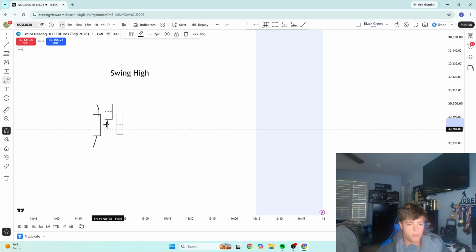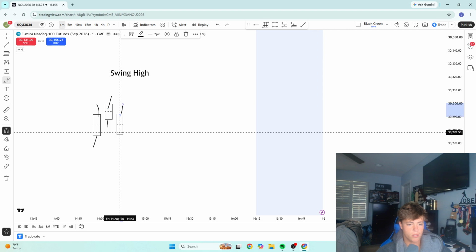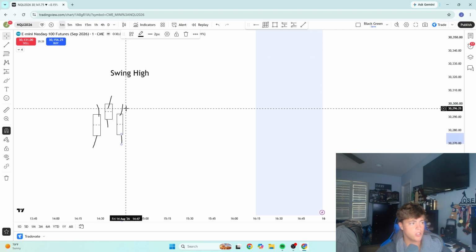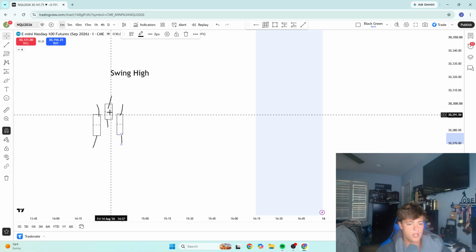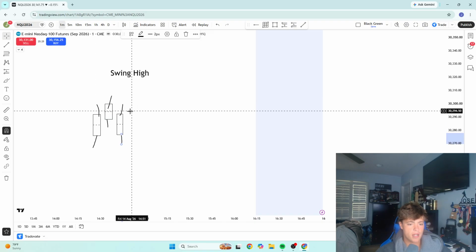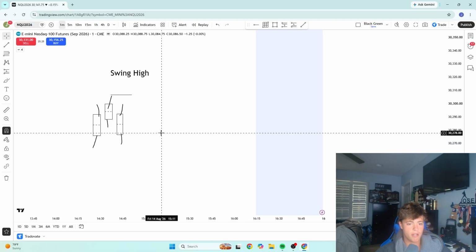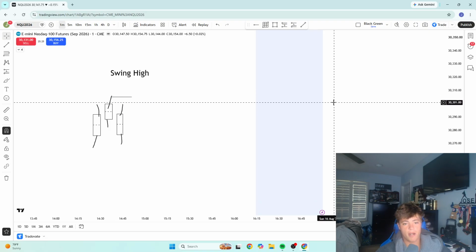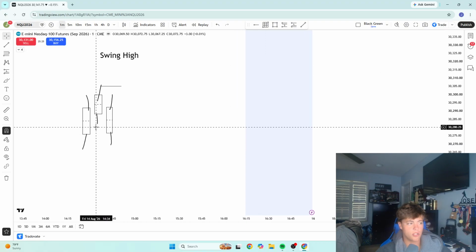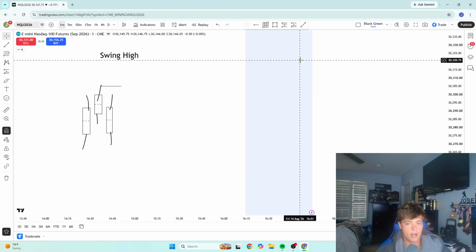Okay, so this is a swing high. A swing high is where we have a high, a higher high, and then another high. So where would the swing high be in this? The swing high would be right here on the higher high. It is a 3-candle pattern, kind of like an FVG, but obviously just a high, a higher high, and then a high.